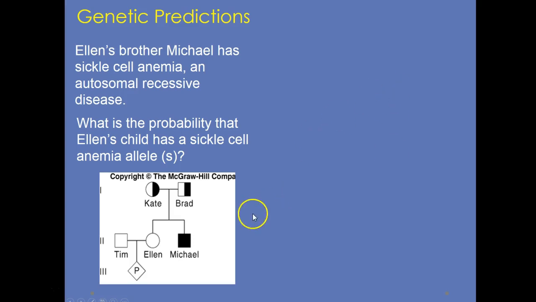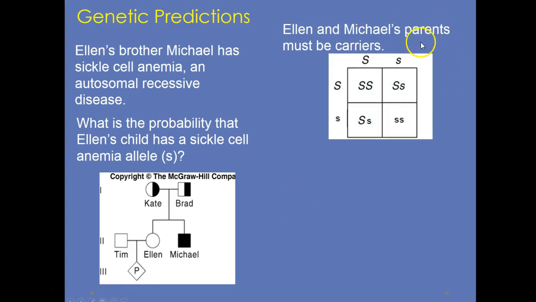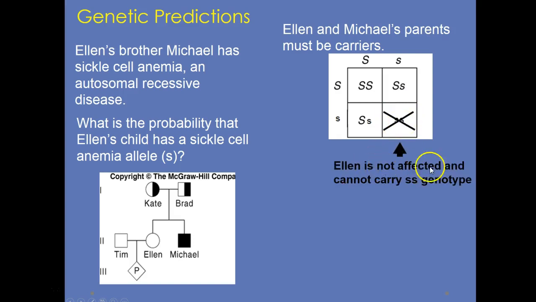So let's take a look at their family here. Okay, so here are their parents, Kate and Brad. Okay, we know Kate and Brad had to be carriers because Michael has the condition. But what we don't know is if Ellen is a carrier herself. And we want to find out if her future offspring will be a carrier as well. So because we know that Ellen and Michael's parents must be carriers, right? We figured this out because they were able to have Michael, who has sickle cell. So we know that Ellen is not affected, so she can't carry that SS genotype.